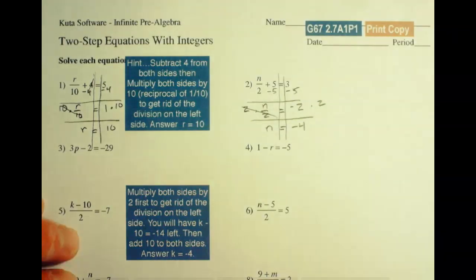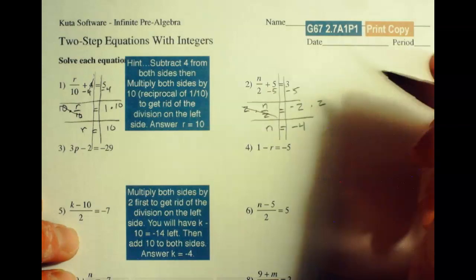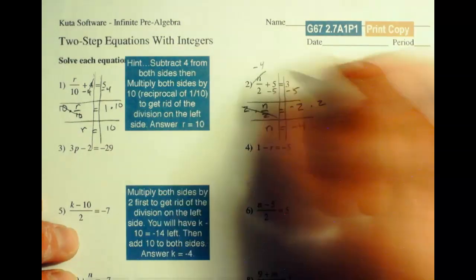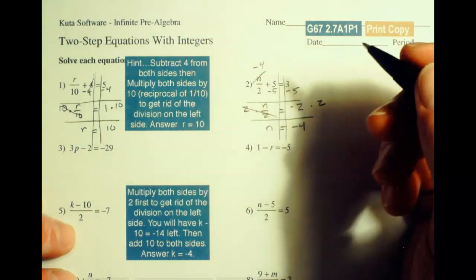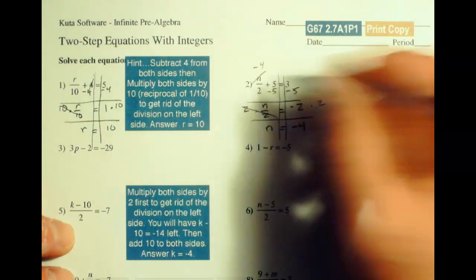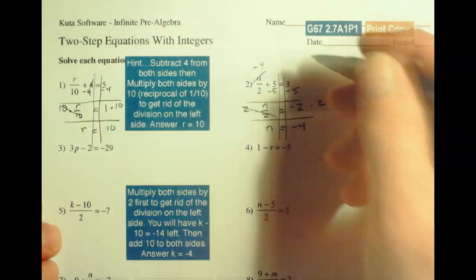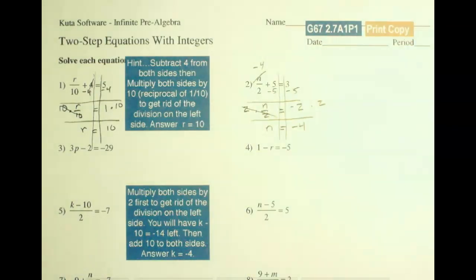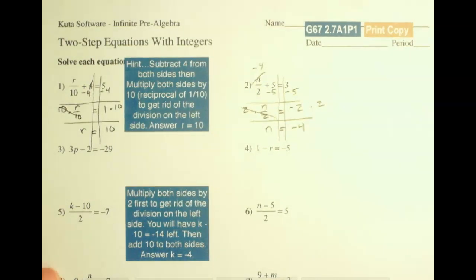So let's just check and see if it works. Negative 4 divided by 2 is negative 2. A negative 2 plus 5 is 3. Yes, it works. Lovely. All right, let's keep rolling here. Let's try one that's a little bit harder.